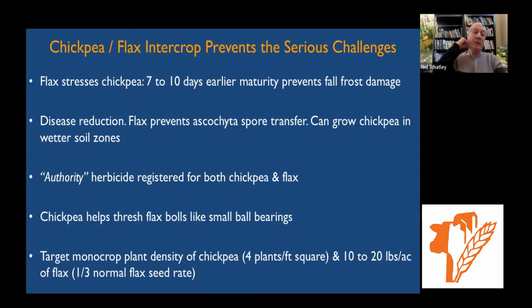But also as herbicides, Authority herbicide is registered for both chickpea and flax. You can get pretty good weed control. And the chickpea, interestingly enough, helps thresh the flax bolls like small ball bearings when you're combining. So what you do is you target the monoculture plant density of chickpea. So you plant your regular rate of seed for chickpea, which is 4 plants per square foot, and you reduce the normal flax rate down to 1/3. That's what the research is telling us.